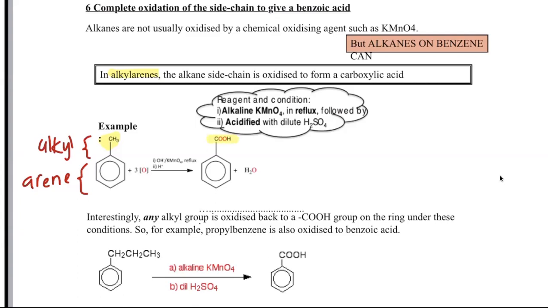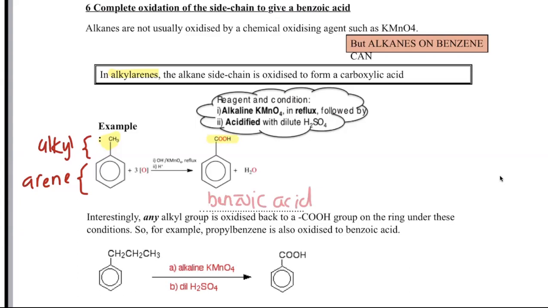So you can see that there's the change in CH3 to COOH. Okay, so this product, benzene with a COOH, we've come across this already, it's called benzoic acid. Okay, so that's a transformation.